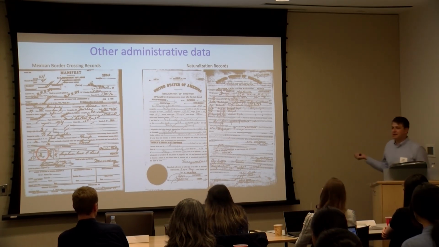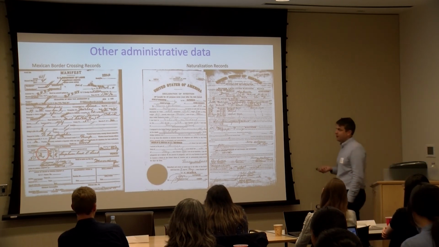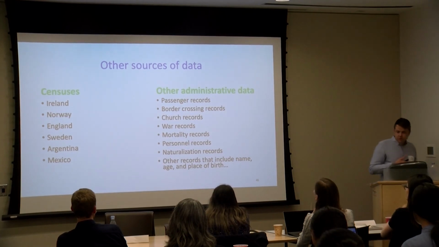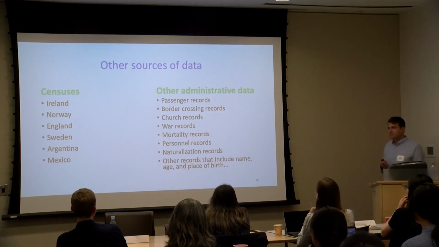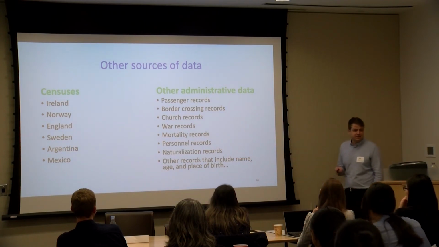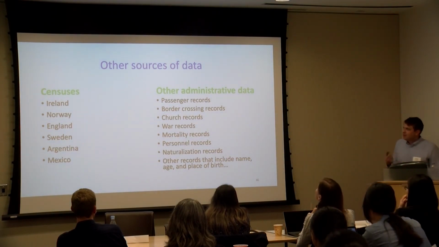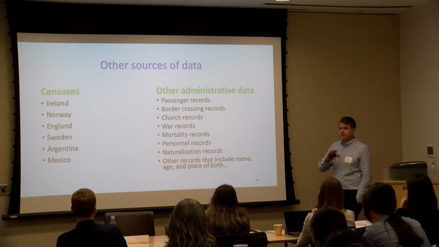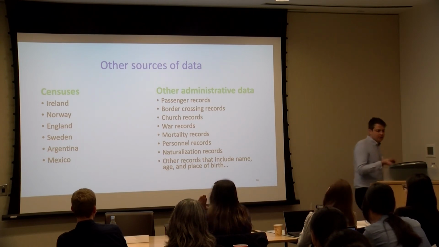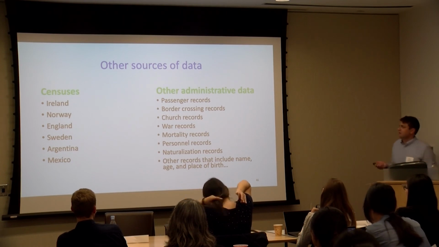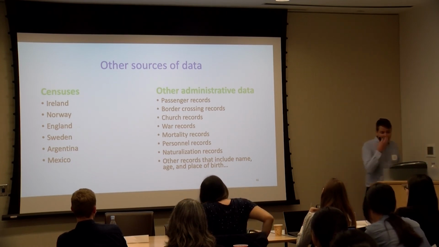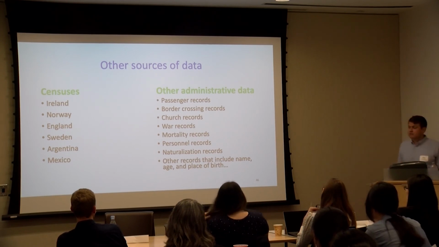And so there are various ways that we can leverage these different administrative data sets that we don't even need to connect to the census if we don't want to. But we can because we have their name, age, and place of birth. And so there's a lot of sources of data that is coming out. Most has been digitized. Some is currently being digitized, that we can begin connecting to different sources. So we have censuses that are coming out that you can download off of IPUMS. Ireland, Norway, England, Sweden, Argentina, and Mexico have various censuses that we can now connect to.